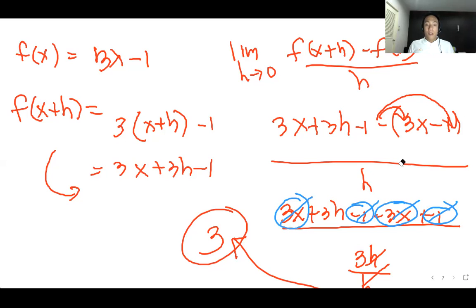Again, the derivative of 3x minus 1 is 3. Using the limit as the formula. Okay? That's the number 2. Let us proceed to number 3. Ayan, number 3 tayo.